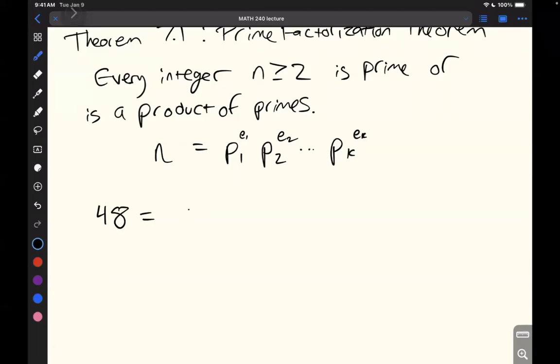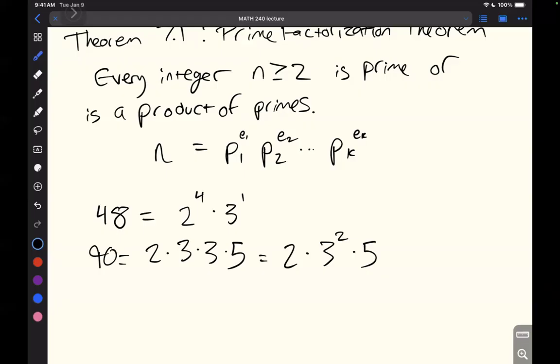the number 48 is 2 times, no, that's incorrect. It's 2 to the 4th times 3 to the 1st. 90 is equal to 2 times 3 times 3 times 5. So we can write a number in terms of its prime factors, and this is 2 times 3 squared times 5. And so in terms of the equation with all of the letters, this 2 is P1, exponent 1 is just 1, because 2 to the 1 is 2. Prime number 2 is 3. The exponent number 2 is 2, because we raised 3 to the second power. Prime number 3 is 5. Exponent 3 is, again, just 1, right?